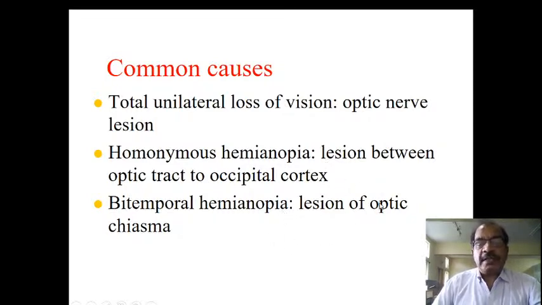So you have to check the field of vision in different quadrants and see whether it is total loss of vision or whether it is hemianopia. If it is hemianopia, what type? Homonymous or bitemporal. So these defects or types of defects will give you an idea about the site of the lesion.